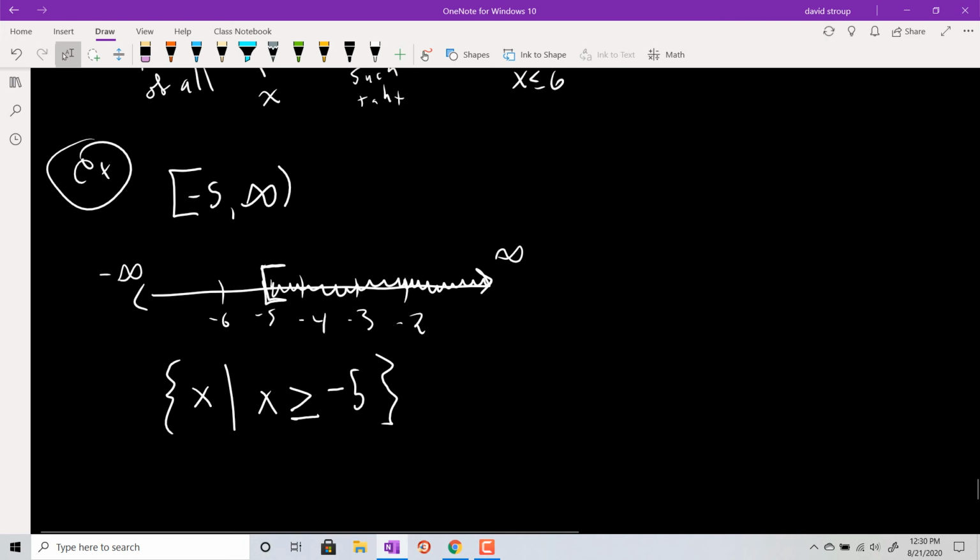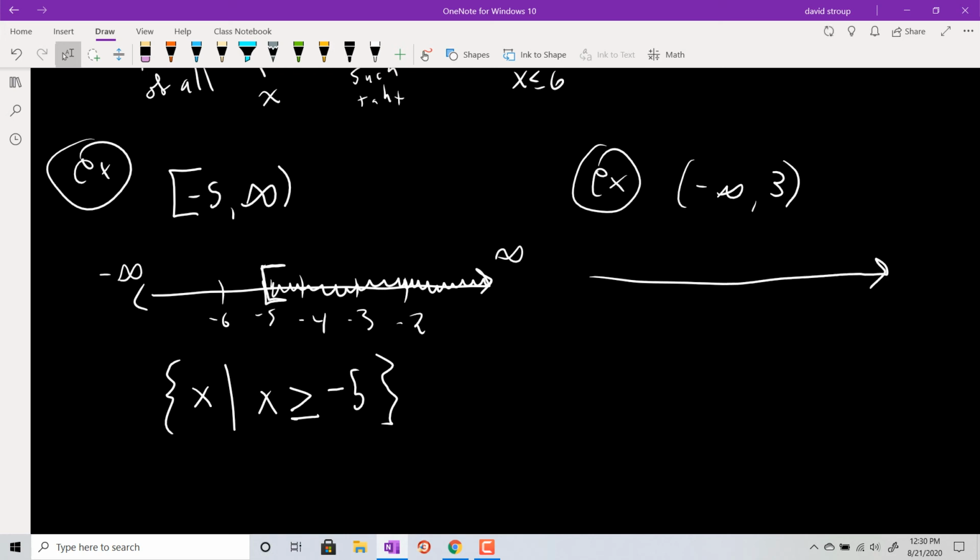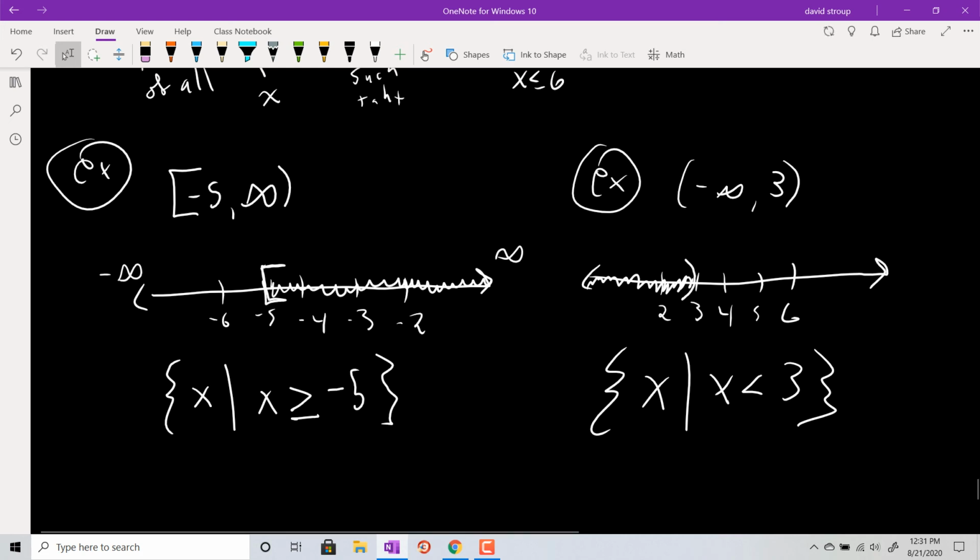And clearly in the other direction, an example, let's say negative infinity to 3. So on the number line, let's put some numbers in there. And negative infinity means go in the other direction, right? So it's going to be not including 3, but everything less than 3. Set builder notation, it's a set of all x such that x is less than 3. Okay.